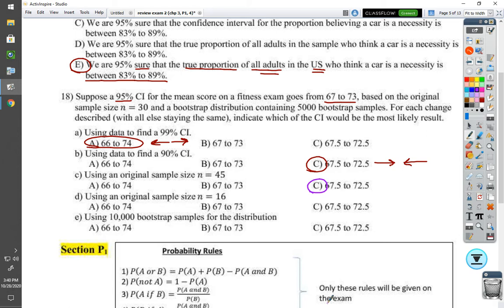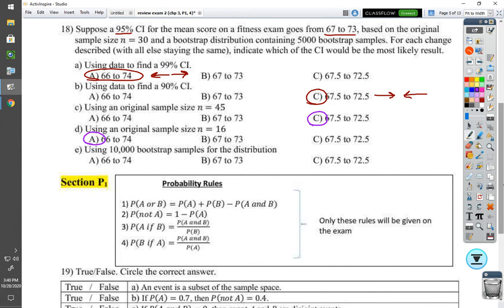Letter D, we're using an original sample size of 16, so now we decrease the sample size. We're going to blow up the number and make it get larger, because remember, our data gets more loose when we decrease N. And the last one, using 10,000 Bootstrap samples from the distribution, which is the same that we used before. Nothing's going to change. It's going to stay the same, 67 to 73.